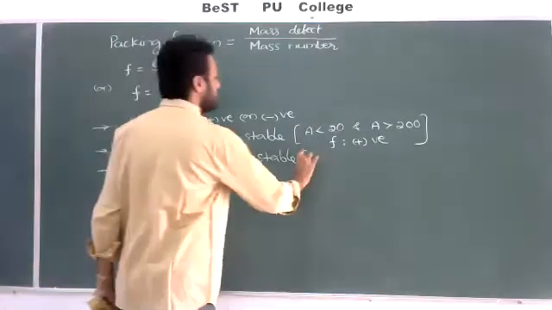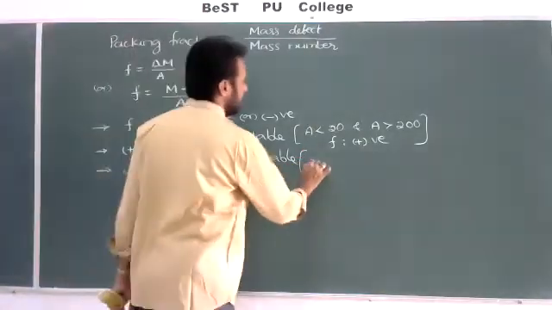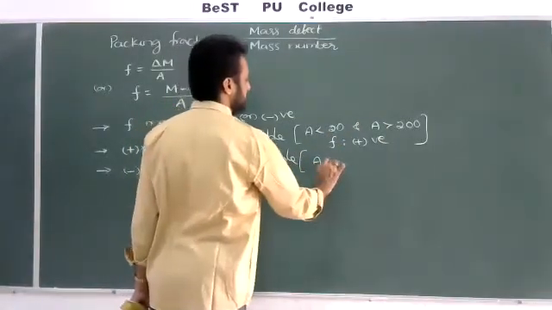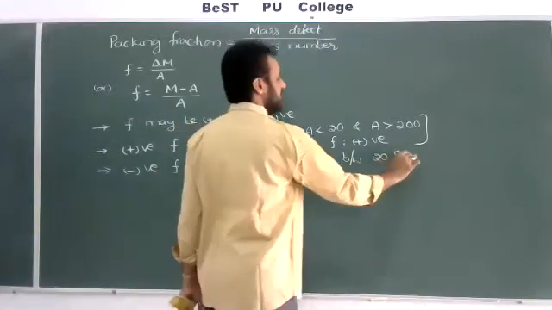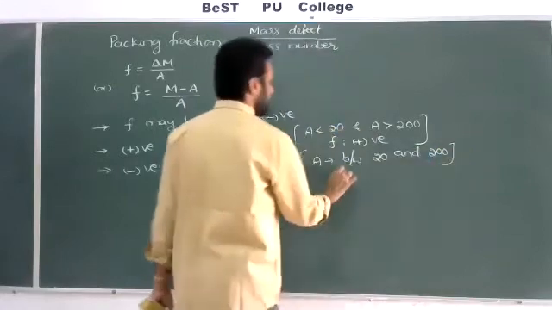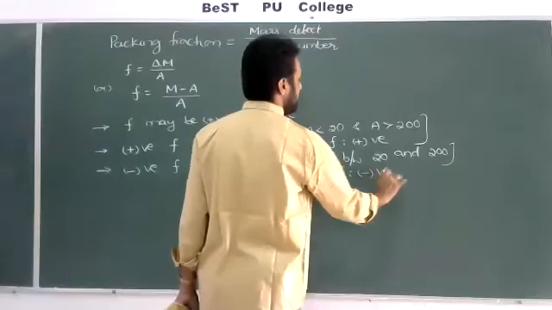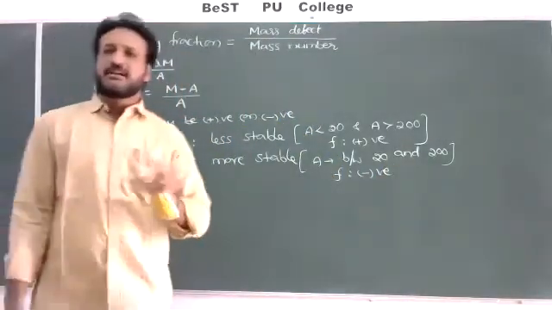Next, the elements with the packing fraction minus: A between 20 and 200. So the A value lies between 20 and 200. They are having a negative packing fraction, F will be minus. So these are the elements of intermediate mass number.